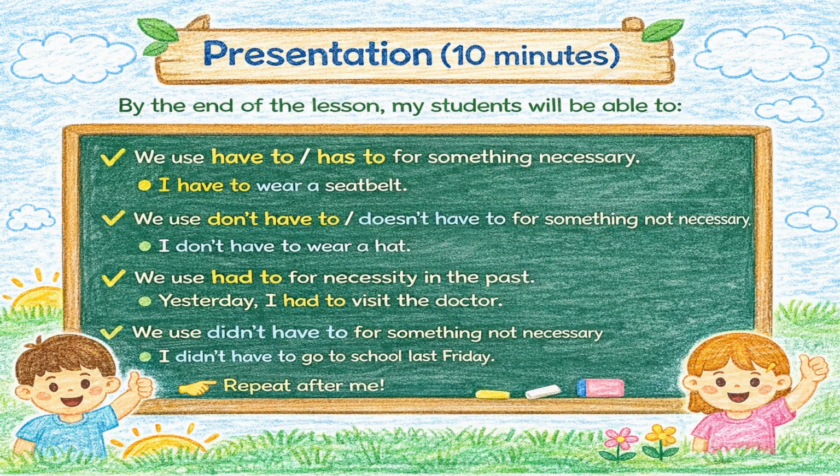I guide students to the grammar box in the book. I explain clearly. We use have to, has to for something necessary. I have to wear a seatbelt. We use don't have to, doesn't have to for something not necessary. I don't have to wear a hat.